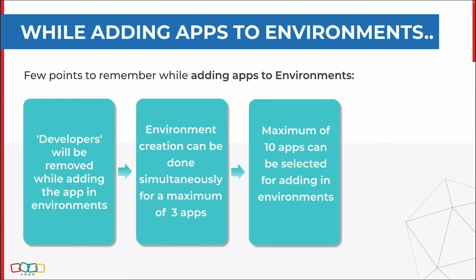Third point states that you can add a maximum of 10 apps. Adding a maximum of 10 apps means that you can select up to 10 apps when you want to add them to environments. However, as we just saw, environment creation is simultaneously done for the first three or a random 3 apps. So you will have to wait until the development environment is created for the other applications.